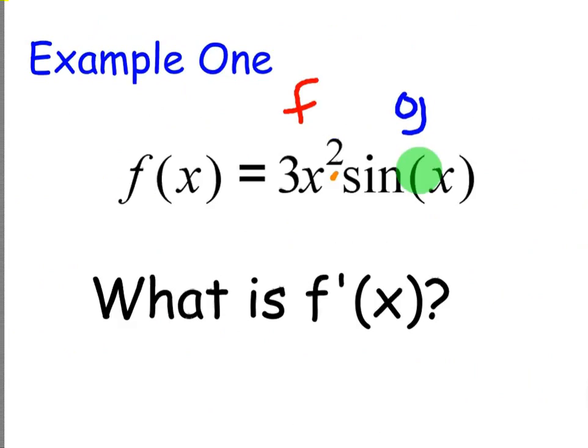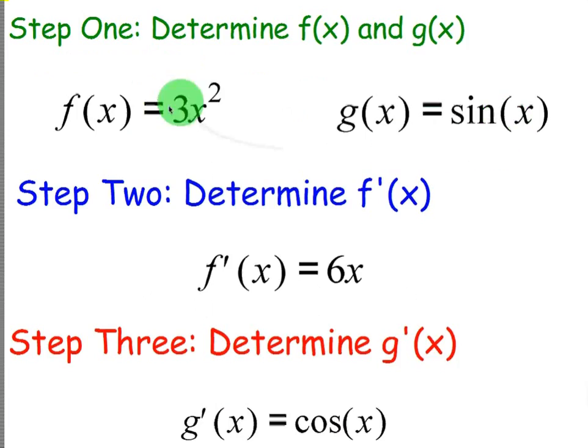That did not look like a g. Let's try that again. Okay, g. There we go. So here's f and here's g. The next step, we're going to figure out f prime because that's part of our product rule formula. So f prime, using the power rule and the constant multiple rule, would be 6x. The derivative of g we talked about before: the derivative of sine is cosine. We haven't proven it yet, but just know that simple one for now. So g of x equals sine of x, g prime is cosine of x.